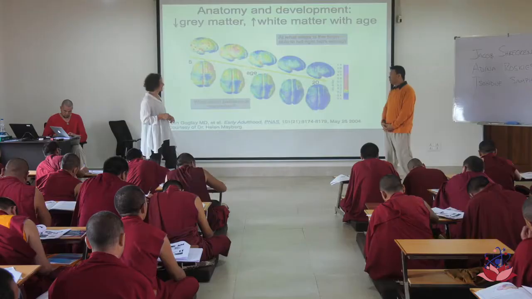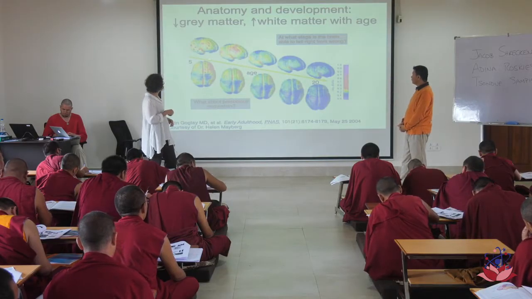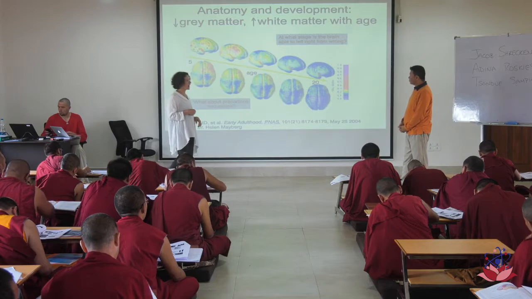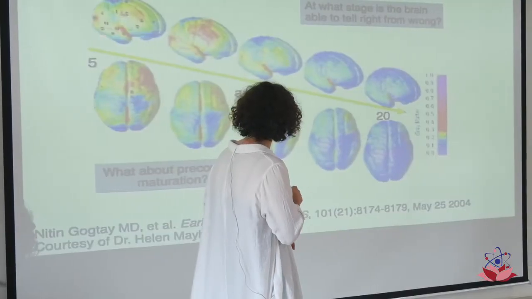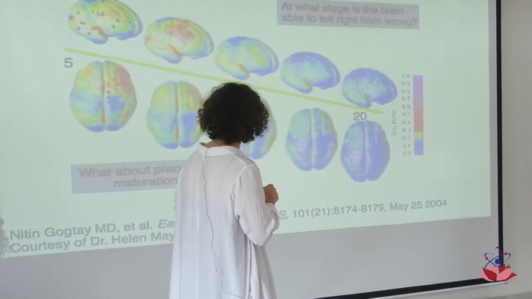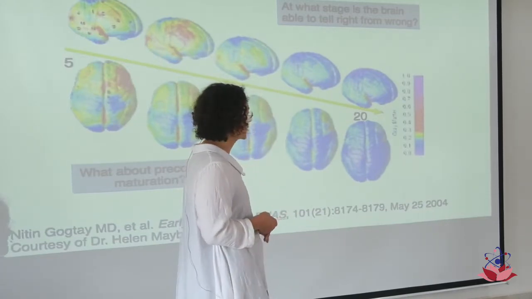And so what this shows is a ratio of gray matter to white matter as people progress in age. So this is age 5 and this is age 20.